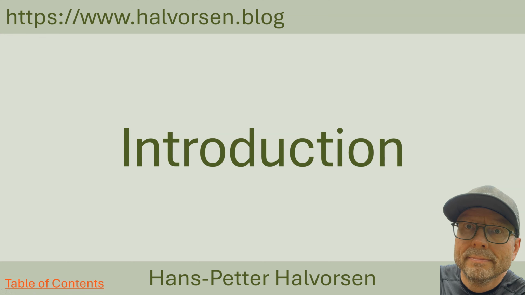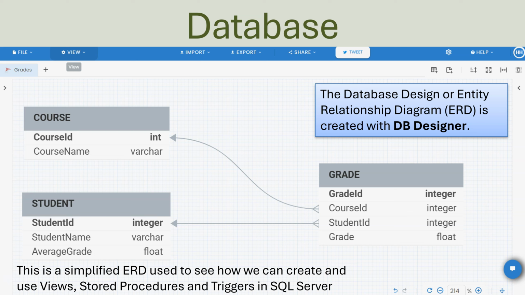First, a short introduction. Here you see the database that we are going to use in this tutorial. It's a simplified database. It consists of 3 tables: one table for course, one for student, and one for the grades. So it's basically a simple student university grading system, where you have a table that contains the different courses and a table that contains an overview of the students, and then a separate table where the grades for the different courses and students are stored.